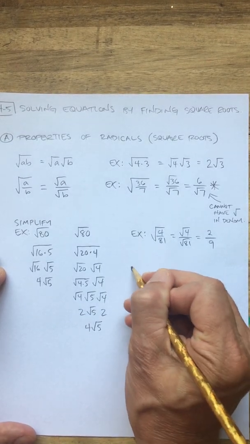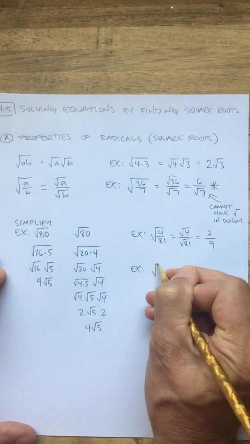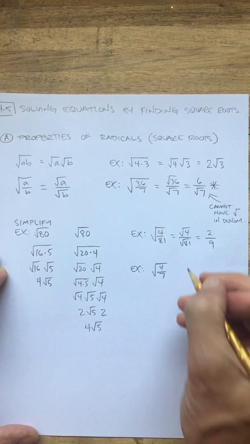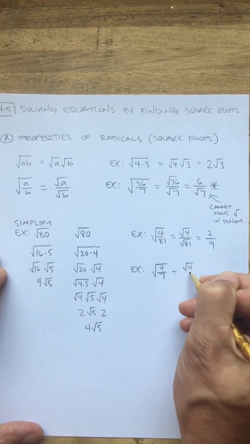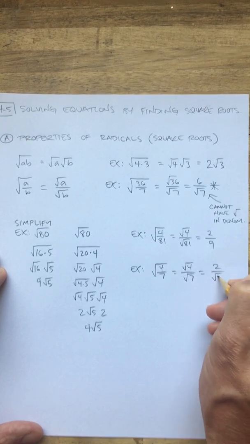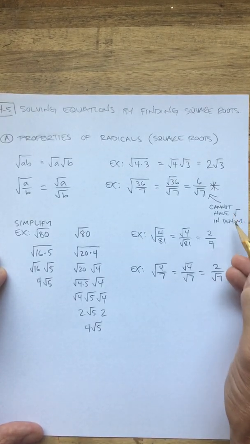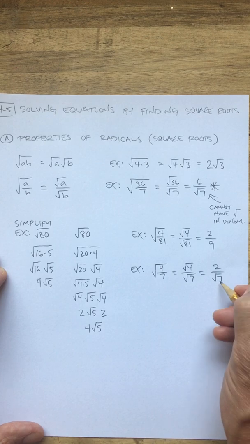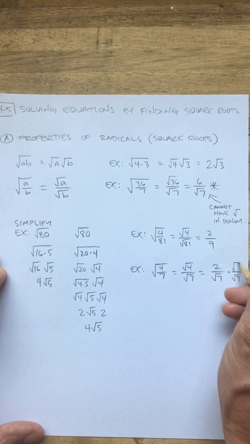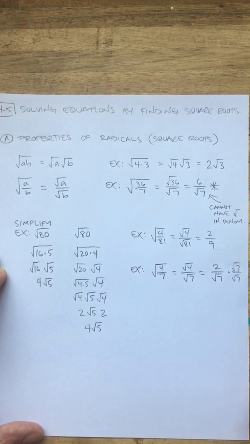Let's try this example. The square root of 4 over the square root of 7. Well, that's going to be the square root of 4 over the square root of 7, which equals 2 over the square root of 7. But we can't have a radical in the denominator. So anytime you have a radical in the denominator, you're going to multiply by the square root of 7 over the square root of 7, which is multiplying by 1, okay?